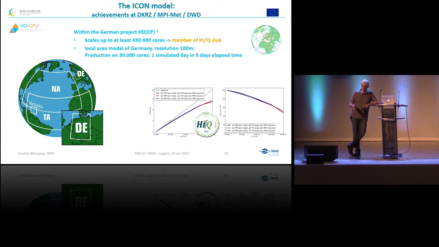And there's a big German project, which has much more funds than just this ESiWACE project, called High Definition Cloud and Precipitation for Climate Prediction. And within this project, we managed to scale this ICON model to the full JUQUEEN machine in Jülich. That was the highest number we could hold off. So we are a member of this HPC club when we scale in the order of 500,000 cores.